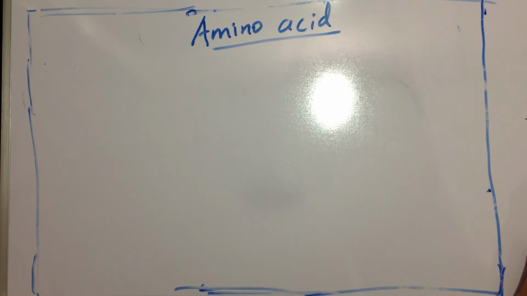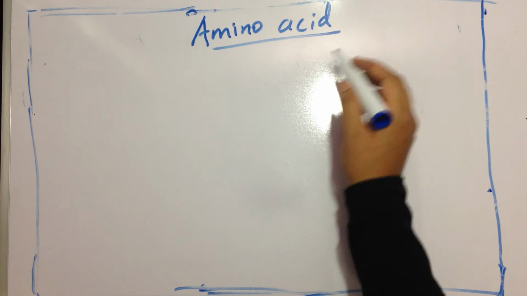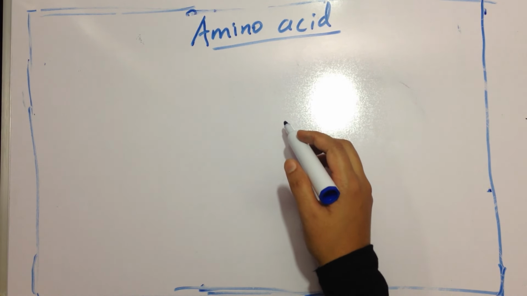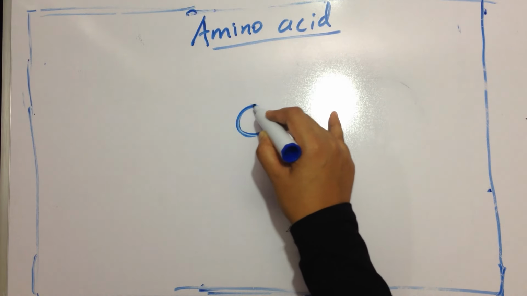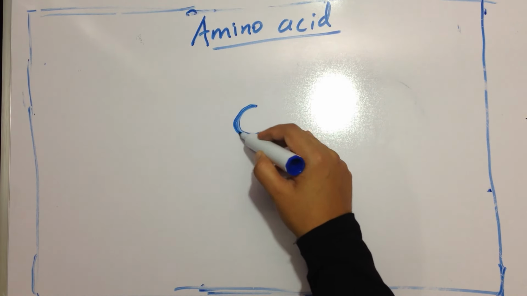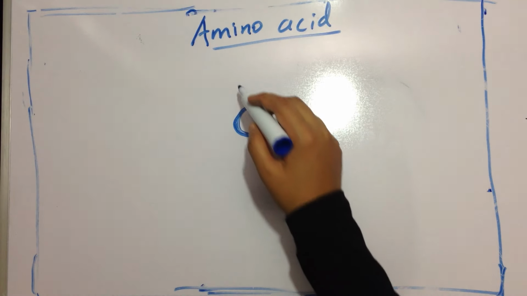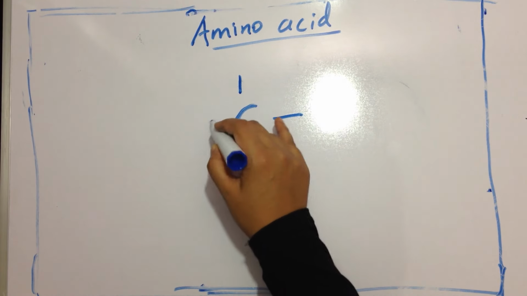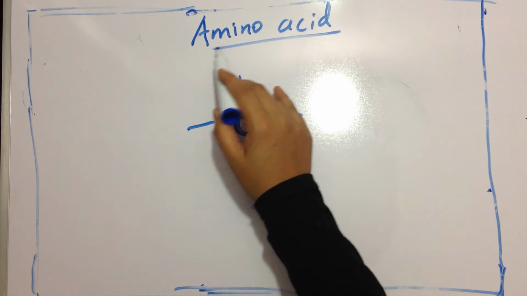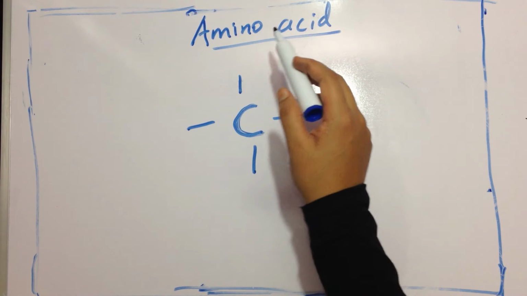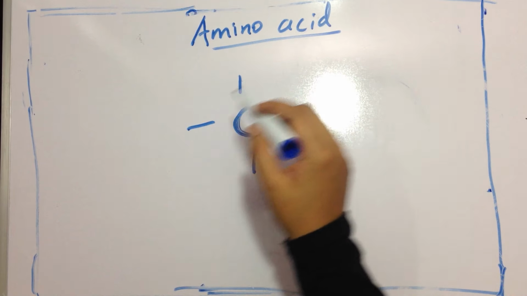Amino acid is the building block of protein. Amino acid is an organic molecule. We can easily remember the structure like this. The carbon in any organic molecule has 4 bonds, so I'm going to draw 4 bonds for this carbon. And when I say amino acid, it indicates there is an amine group.